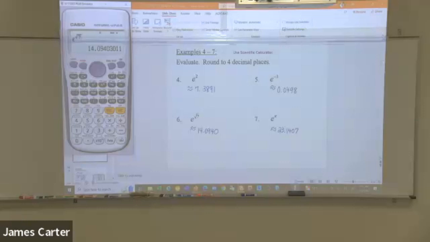You can see how easy these Casios are to use. And what you see is what you get. You enter it just like if you were writing it on a piece of paper. Okay, e to the pi.